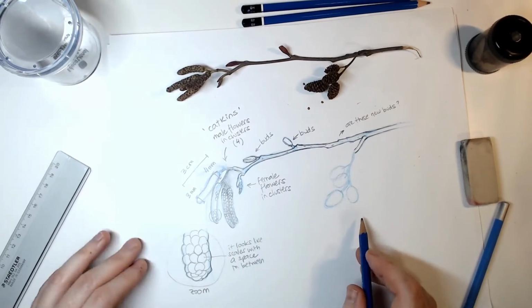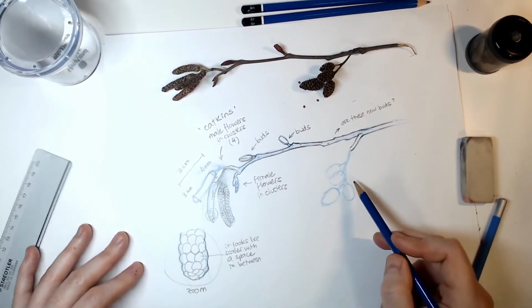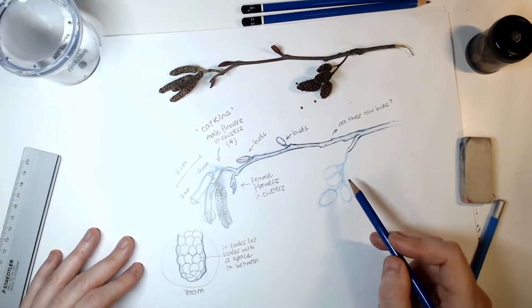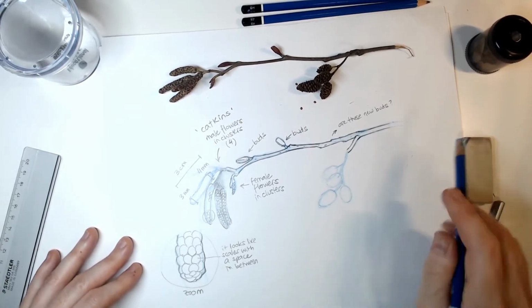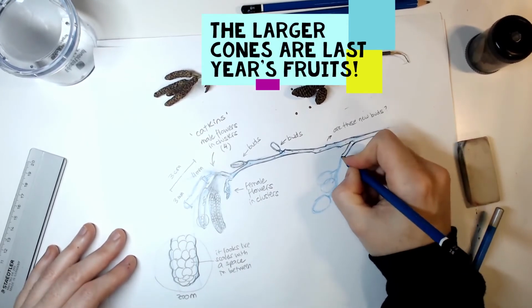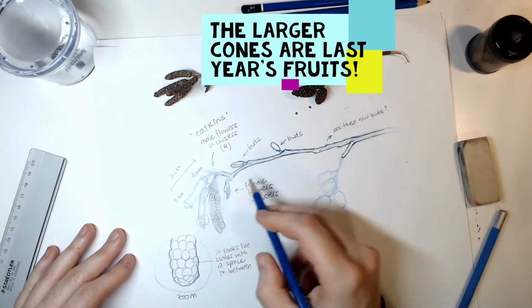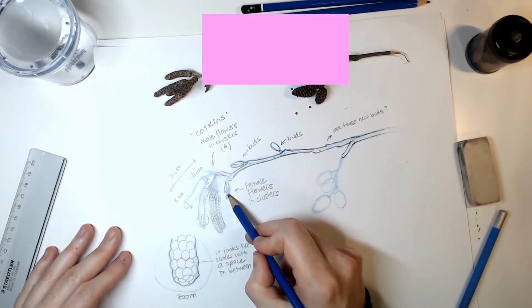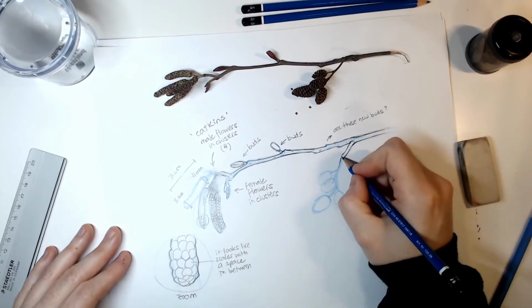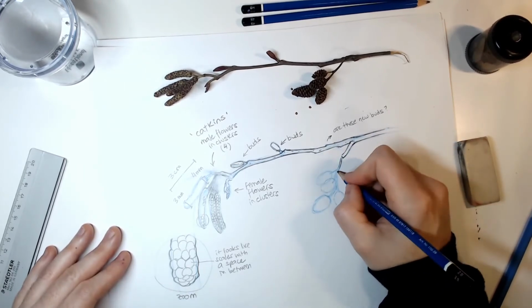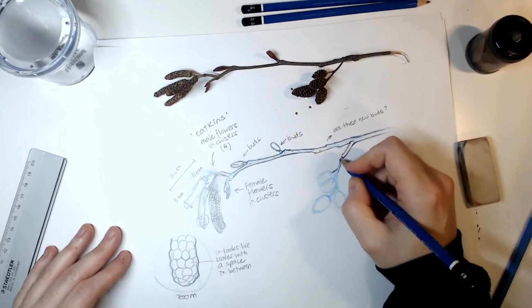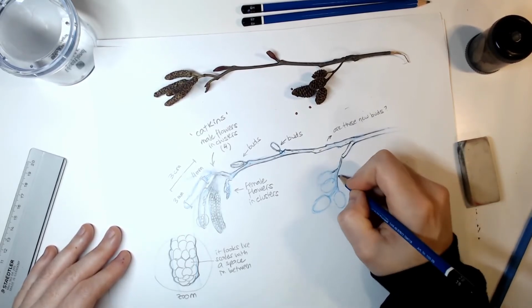And you will ask, but then what is this? Well, guess what? These are last year's fruits. So last year, these were as small as this. And how did that happen? We're gonna do that in a tiny second.